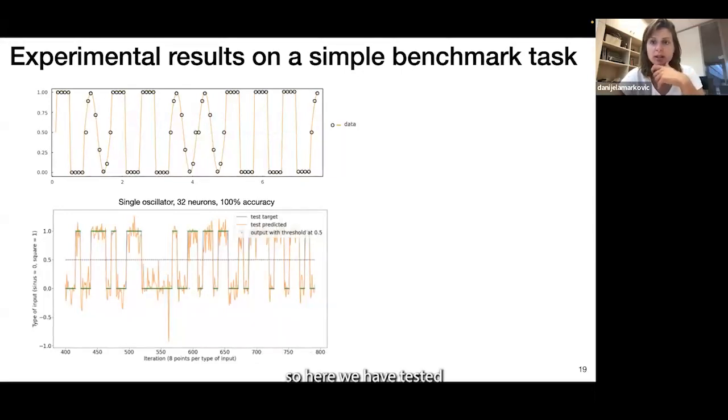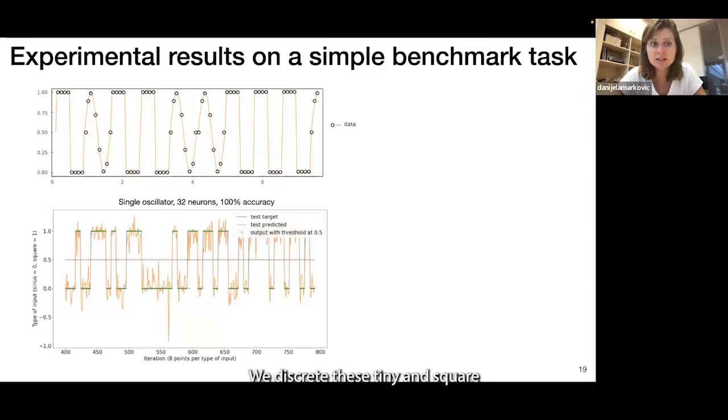So here we have tested our system on this task that is a sine and square waveform classification. So it's a very common task that has been implemented with a lot of different physical systems. We have implemented it in our lab with spintronic neural networks. So we can easily compare performance for a given number of devices and make a conclusion if there is some quantum advantage.